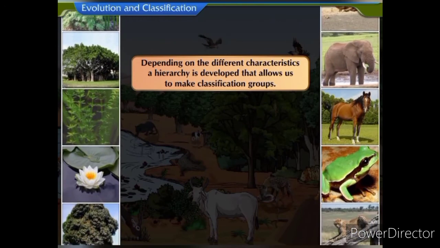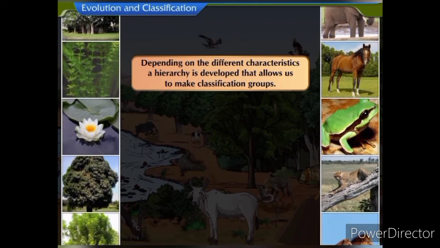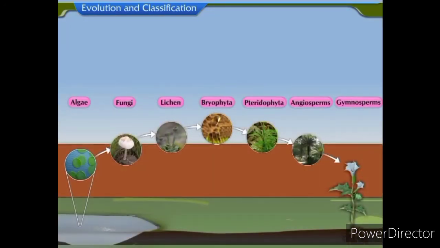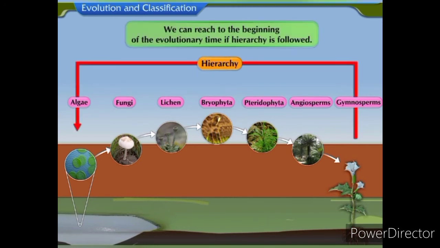Depending on these different characteristics, a hierarchy is developed that allows us to make classification groups. Thus, different groups can be developed as a small group of species with advanced ancestors, then supergroups of these groups with more distant common ancestors, and so on. If in the same way the hierarchy is followed, we can reach the beginning of the evolutionary time, thereby proving that at some point in the history of the Earth, non-living material might have given rise to life.